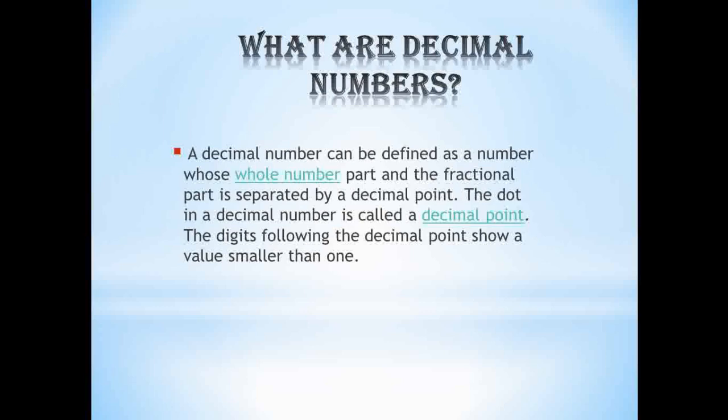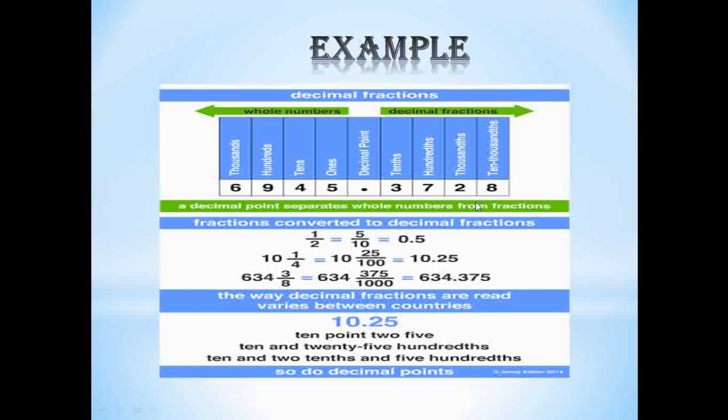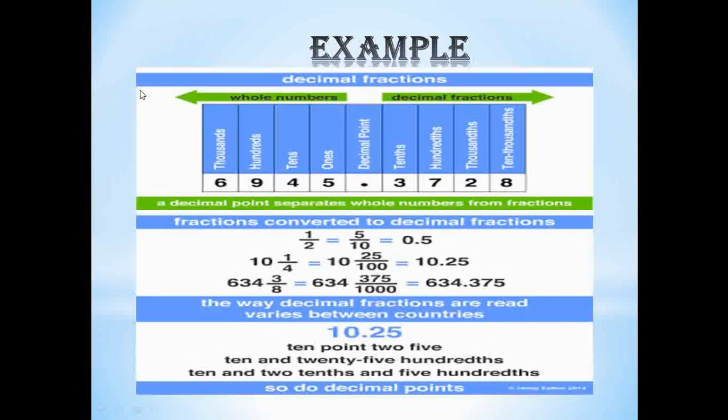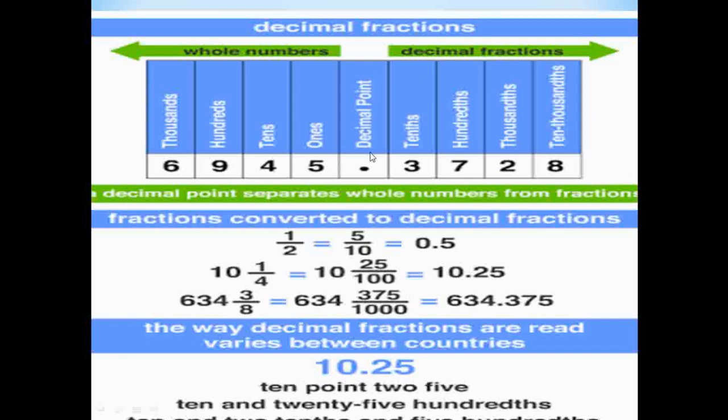So we have our whole number on the left and our decimal fraction on the right, separated by our decimal point. We have an example here of a place value chart that shows the whole numbers to the left, separated by a decimal point, and the decimal fraction to the right. And we have some simple conversions here that show a regular fraction converted, and here is the decimal equivalent.